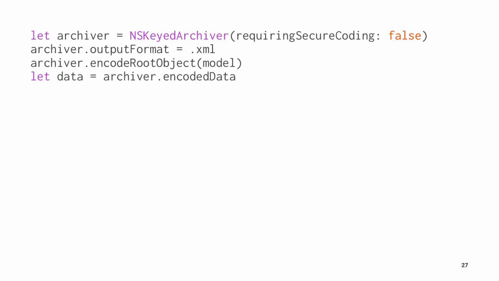NSKeyedArchiver by default encodes data into the binary format, but optionally can do it in XML. We skipped another serialization class, which also deals with XML. It was property list serialization. Both of these coders serialize data into XML, but these are different XMLs, and we will talk about it.